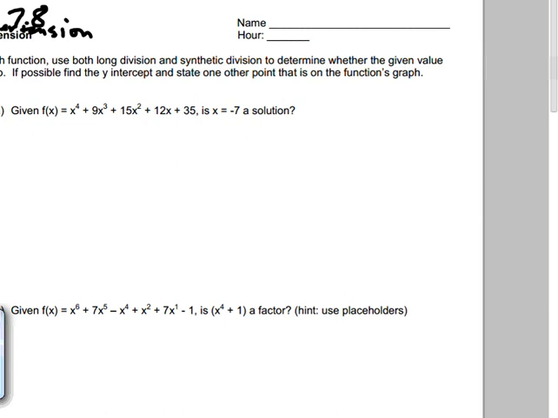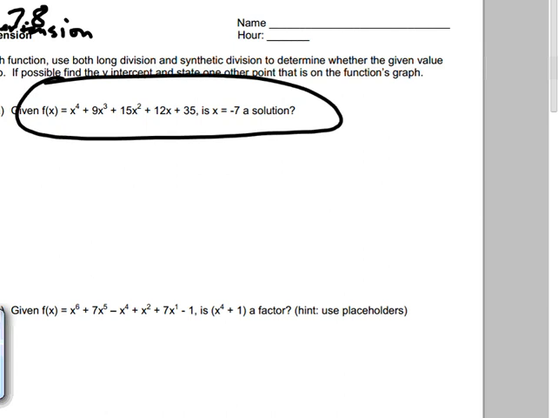Now, judging by looking at the problem, could that one be done with synthetic? Yes. Now, the directions do say that you're supposed to do them in synthetic and long, but frankly, that's a little bit cruel. So I'm going to say, whenever you can use synthetic, go ahead and use it. And in this case, we can use synthetic on A. So let's do the synthetic on that one together.